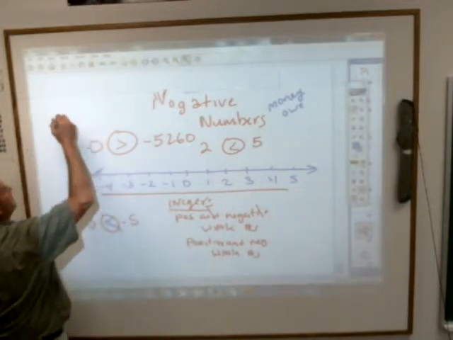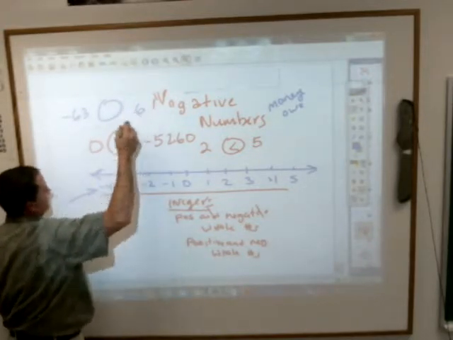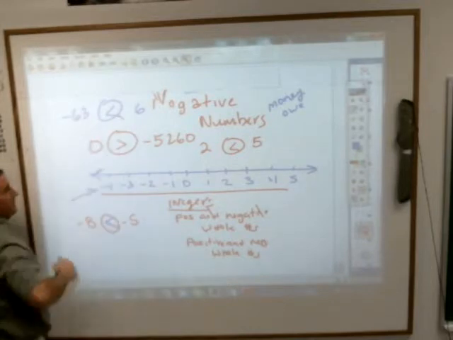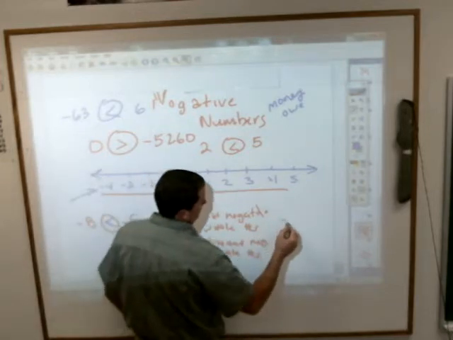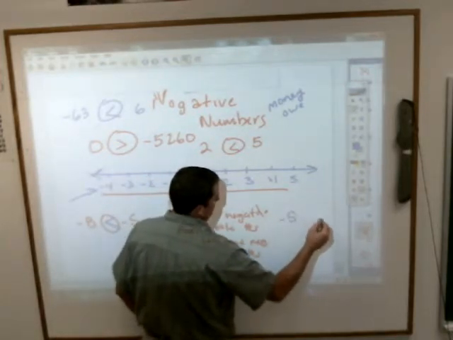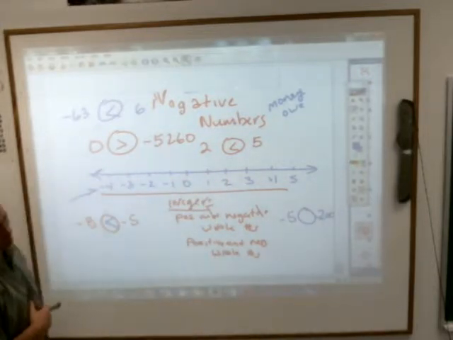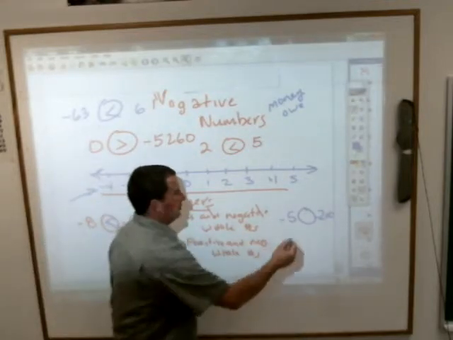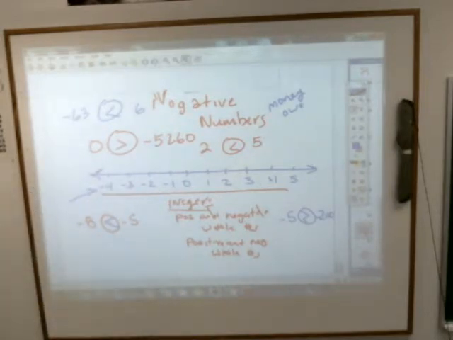What about negative 63 compared to 6? What number is bigger? 6, because any positive number is always going to be bigger than any negative number, no matter how many digits it has. Negative 5 compared to negative 200. What's bigger, negative 5 or negative 200? Negative 5, because there you're going to owe somebody $200, here you're only going to owe 5, so negative 5 is the greater of those.